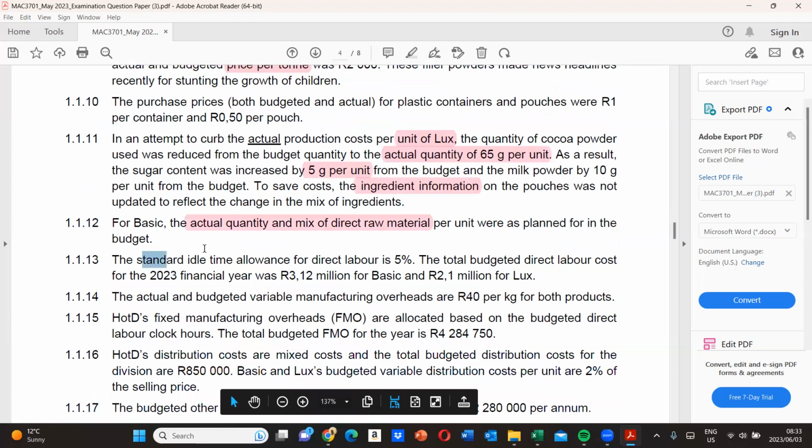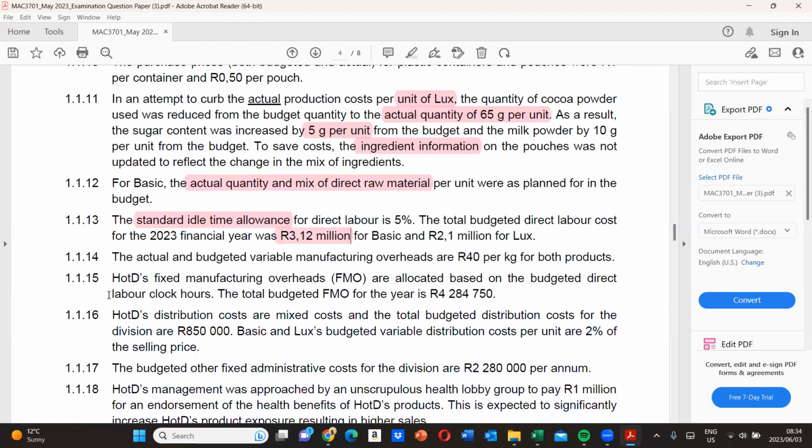The standard idle time allowance for direct labor is 5%. The total budgeted direct labor cost for the 2023 financial year was 3.12 million for Basic and 2.1 million for Luxury. The fixed manufacturing overheads are allocated based on the direct labor clock hours. The total budgeted fixed manufacturing overheads for the year is 4,284,000.